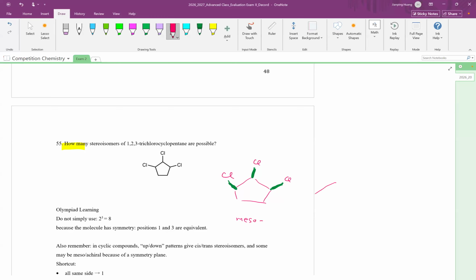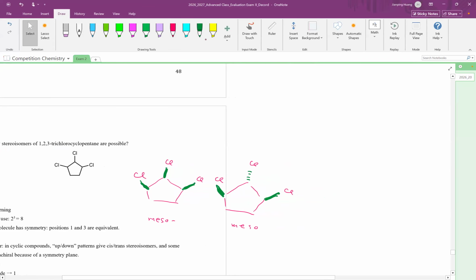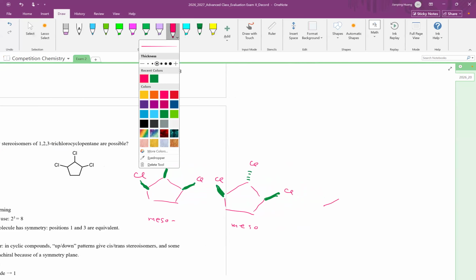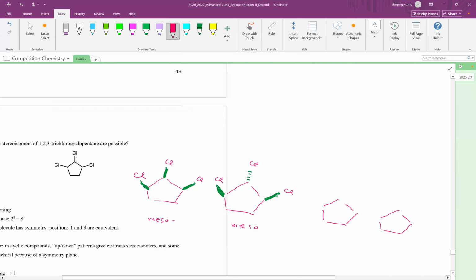Now I'm going to draw the second one. The second one I'm going to draw is what? I draw this one. And the Cl. And that also is a meso. That's number 2. Now the third one is what? We draw this way. I draw this one. Right. And I draw this one.